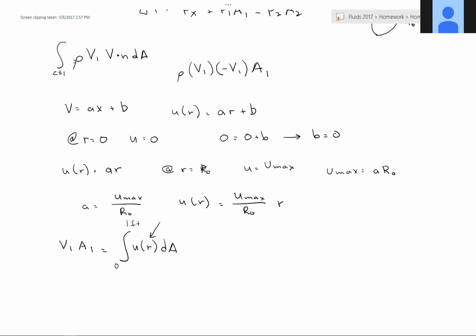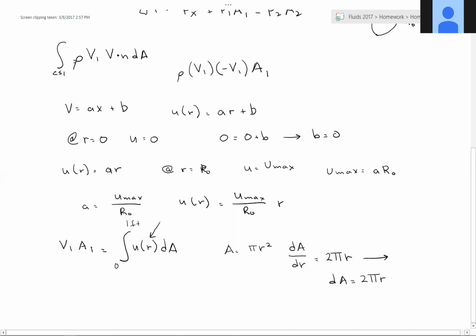What is the area? Okay, so the area is equal to, and what we're looking for is the cross-sectional area, that's equal to pi r squared. So our dA/dr is equal to 2 pi r, and therefore our dA is equal to 2 pi r dr. So now we can write this as 0 to 1.